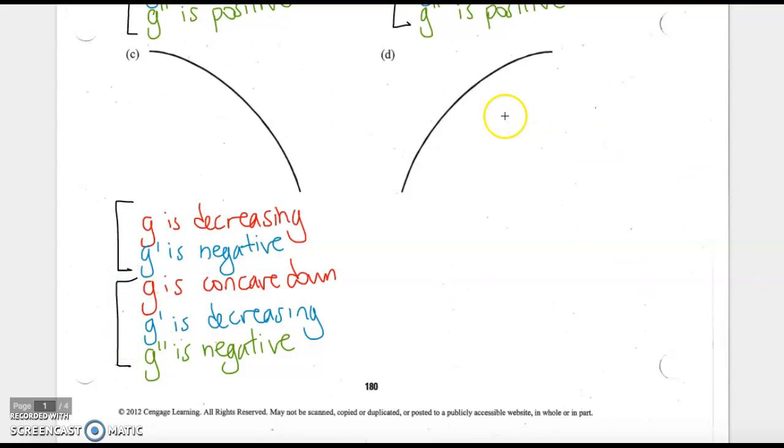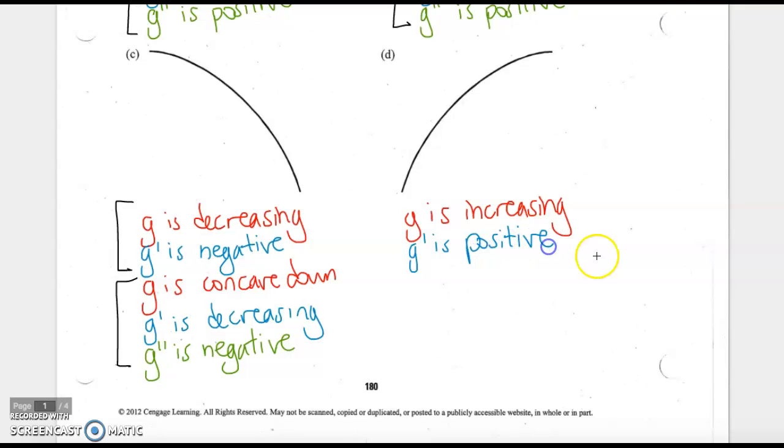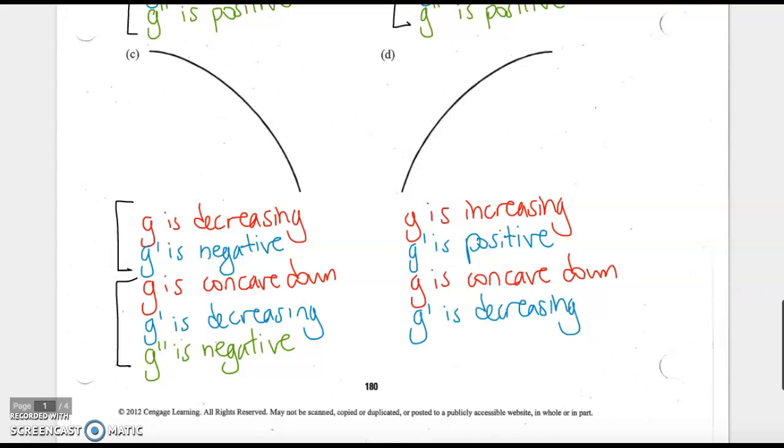And then we have one more piece here. So we have this function, which is increasing. So G is increasing, which means that G prime is positive. But then this is still concave down, so I can still write G is concave down. And G prime is still decreasing then. And G double prime is still negative.